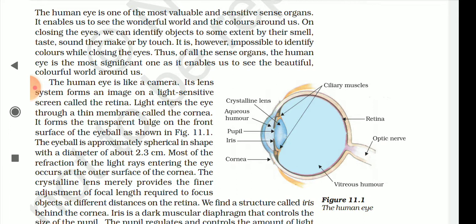Fine students, so let us start from the second paragraph over here. The human eye is like a camera. Its lens system forms an image on a light sensitive screen called the retina. Okay, I hope you are clear with this.